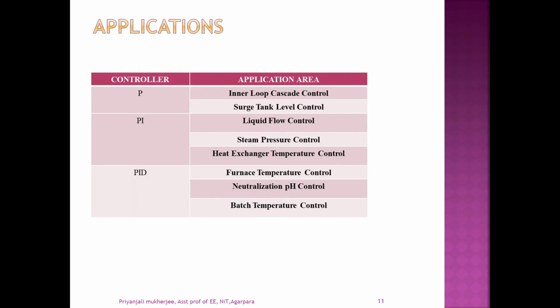Next is the applications of these three types of controllers, P, PI and PID controller. Now in industry, the maximum use is the PI, that is 98% of use, but PID can be used almost 95%, whereas the P has only limited applications in industry.